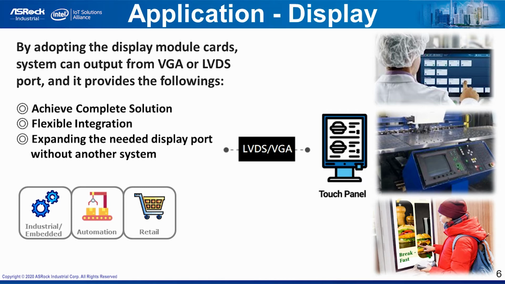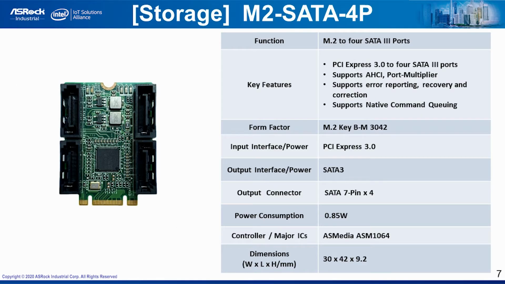And this card is M.2 SATA 4-port. It transfers M.2 interface to 4 SATA 3 by applying ASMedia ASM 1064, which supports AHCI, port modifier, error correcting, and also NCQ function. The form factor of this card is M.2 30x42. The input of this card is PCIe 3.0, and the output is SATA 3.